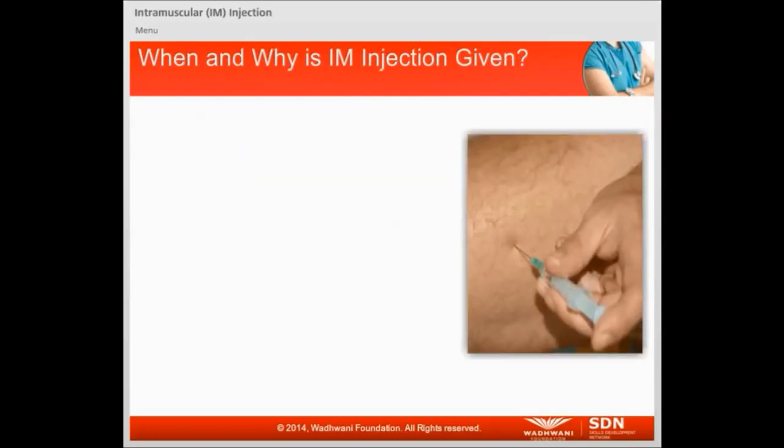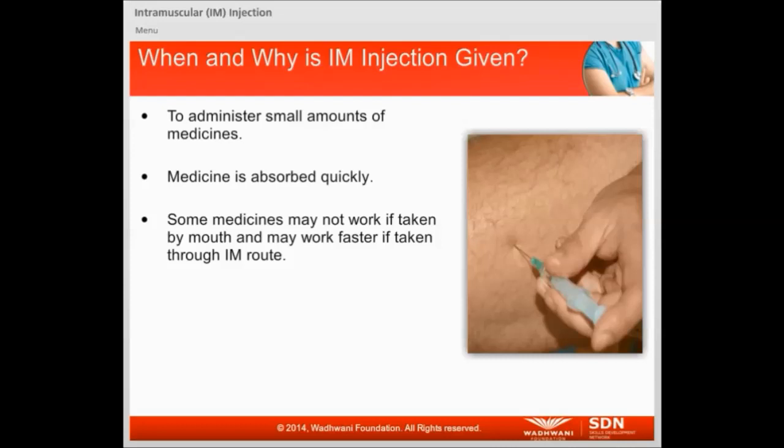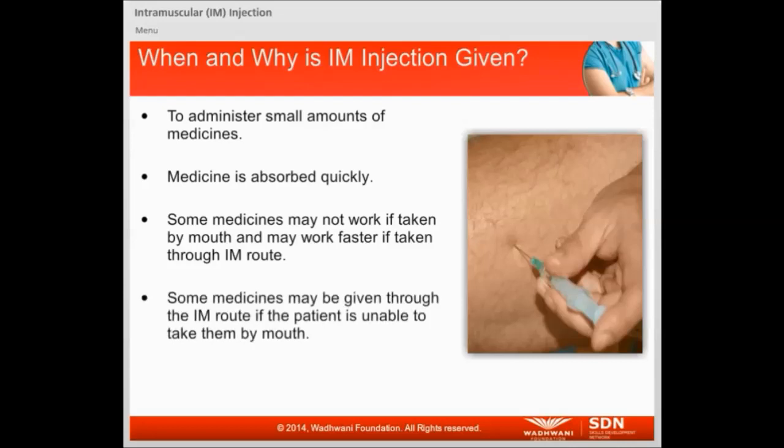Now let's see when and why an IM injection is given. An IM injection is given to administer small amounts of medicines. Medicine is absorbed quickly if given intramuscularly. Some medicines may not work if taken by mouth and may work faster if taken through the IM route. Some medicines may be given through the IM route if the patient is unable to take them by mouth.